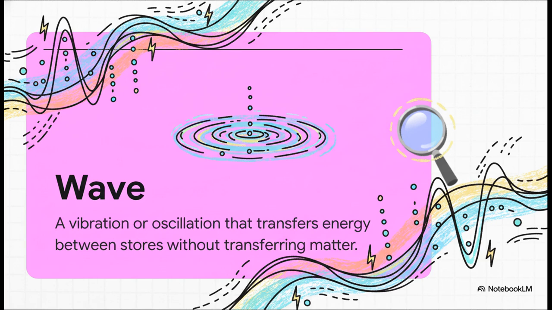Think about a ripple in a pond. The energy of the ripple moves across the water, but the water molecules themselves, they just kind of bob up and down in place. They don't actually travel with the wave. It's all about transferring influence, not transferring stuff.